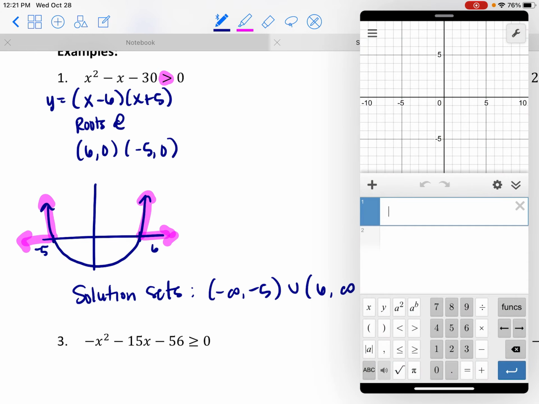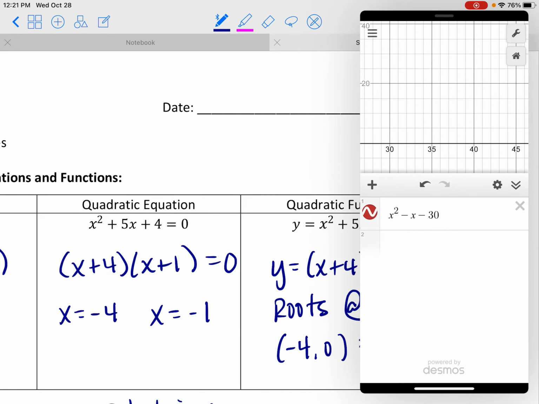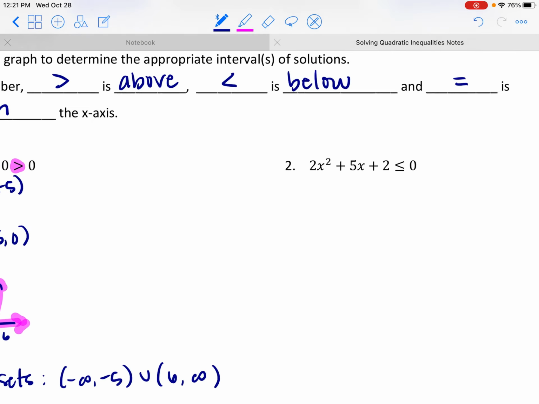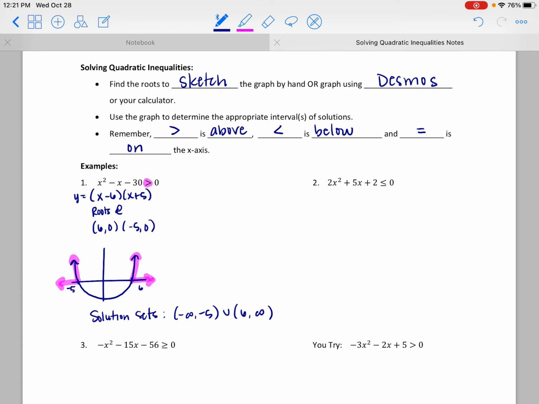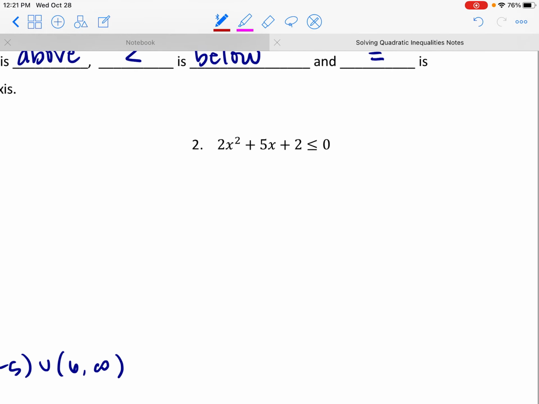Now, if you wanted to use Desmos, you could absolutely do that. So you could just graph your function, x squared minus x minus 30. If you didn't want to make your own picture, then you could look at the picture on Desmos and you could see the same thing. Everything from -infinity to -5 and everything from 6 to infinity is above the x-axis. Okay? So I prefer to do it by hand, but if you don't want to take the extra step of factoring, then don't. But I'm going to do that here just so you have good thorough notes.